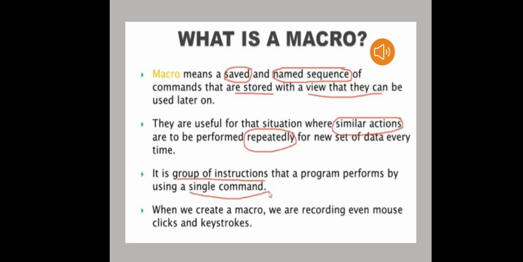So what is a macro? A macro means a saved and named sequence of commands that are stored so that they can be used later on. A thing which we can save and give a name, and which can be used afterwards, is a macro. They are useful in situations where similar actions are to be performed repeatedly for new sets of data every time. So we can save a macro with a particular task name.